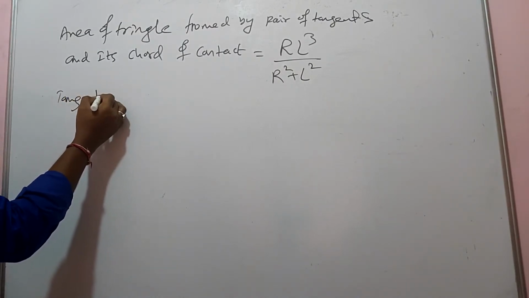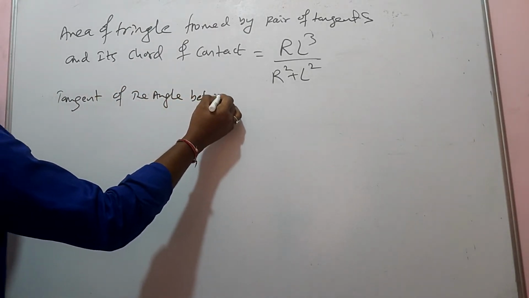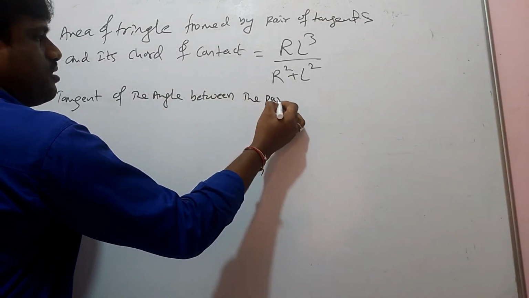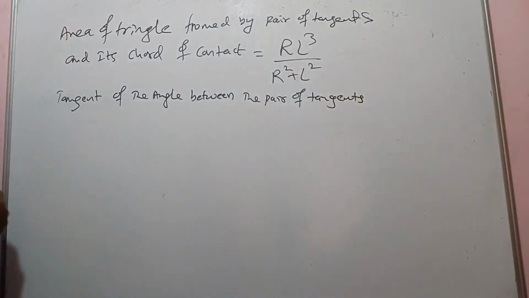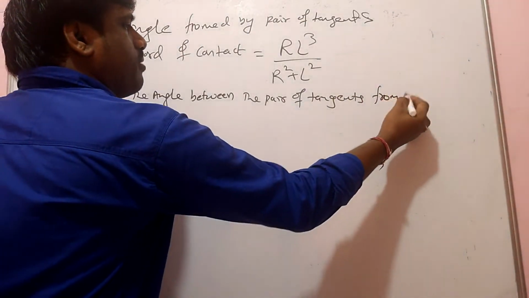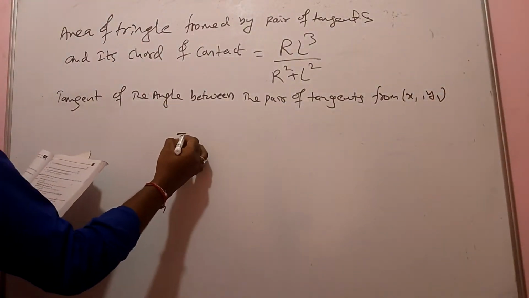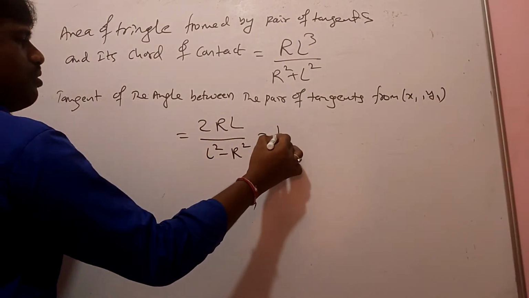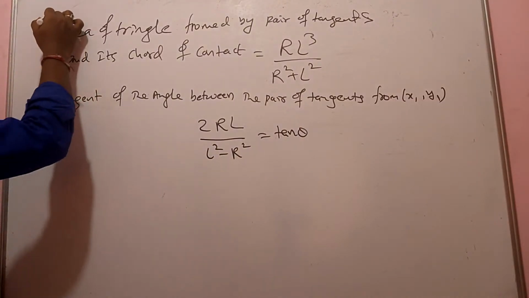Tangent of the angle between the pair of tangents from x1 comma y1. The formula is 2rl by L square minus r square is equal to tan theta. Okay, this is the angle formula and the other is the area.